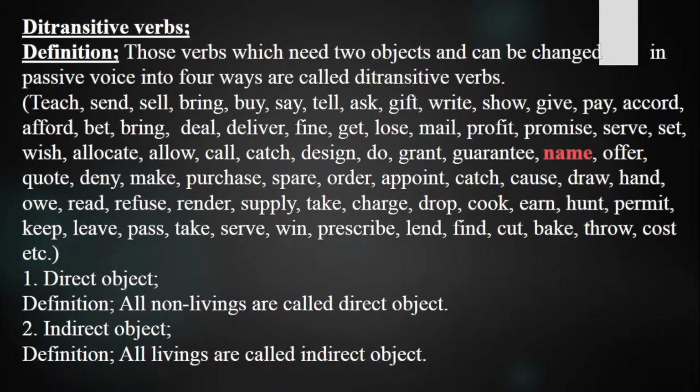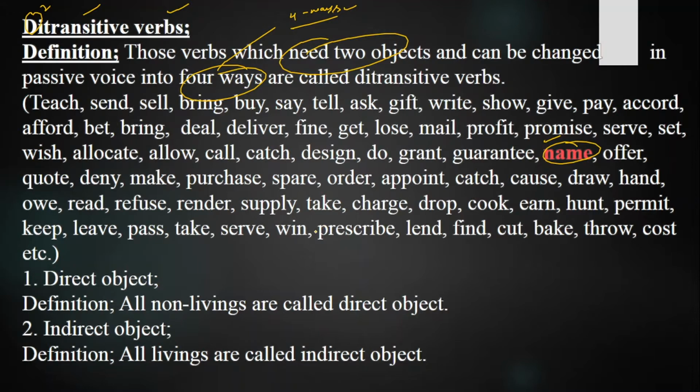Today we will be discussing the ditransitive verb "name" from active voice into passive voice, how we are going to change it. Before starting that, we will just take a glance at the definition of ditransitive verbs. Di or D means two, transitive means which can be changed into passive voice, and verb shows an action. So those verbs which need two objects, keep in your mind they need two objects, and can be changed into passive voice in four ways, are called ditransitive verbs.